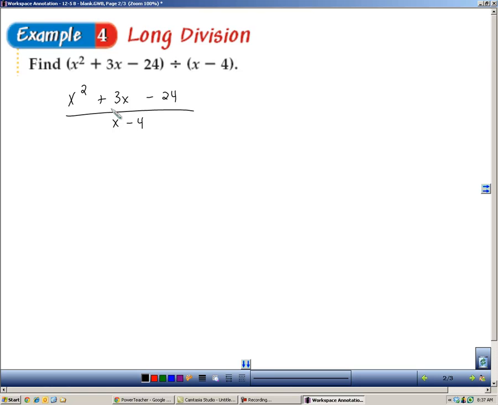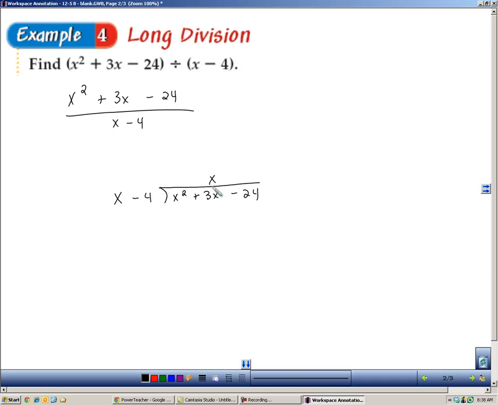So the point is, we're going to have to do something called long division. We're going to have to go back to grade school. So we are going to take the x squared plus 3x minus 24, and we're going to have to divide that by x minus 4. And so here's how you do that. You start with the x in the front, and you ask yourself, how many x's are in x squared? In other words, x times what gives you x squared? And the answer is x.